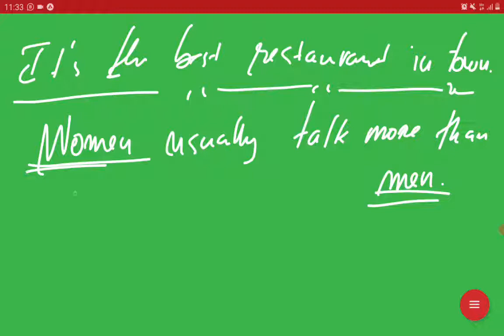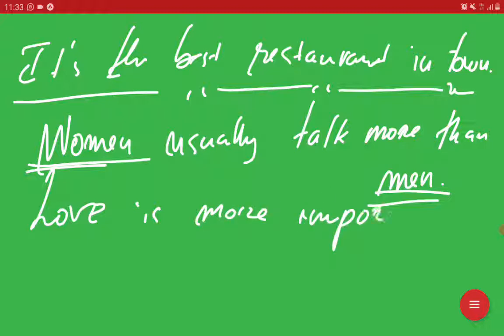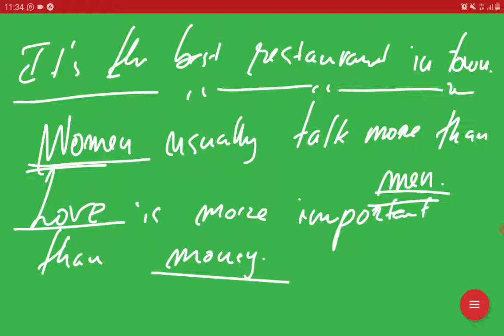Let me just give a second example. I can say love is more important than money, although I don't believe it, you see. That's my personal opinion, right? I think that love and money have got the same level of importance, right? Good. But we're not here to discuss that. All right, so love is more important than money. I'm talking about things in general.